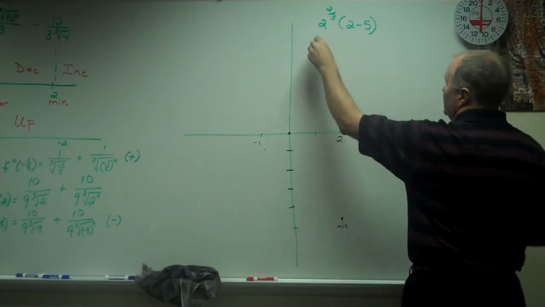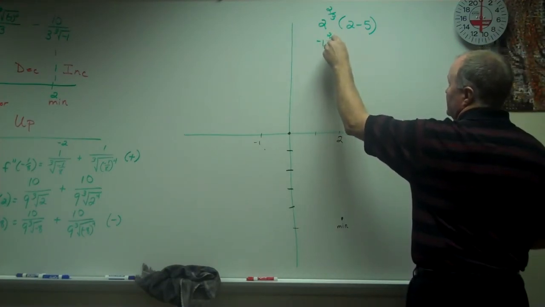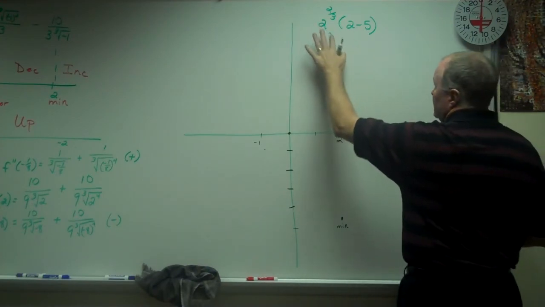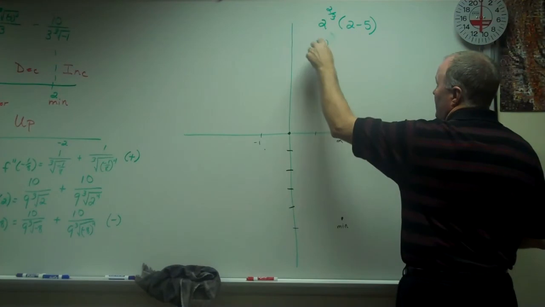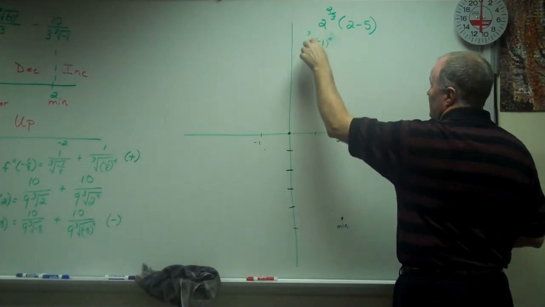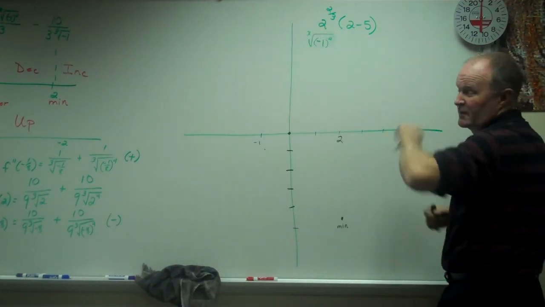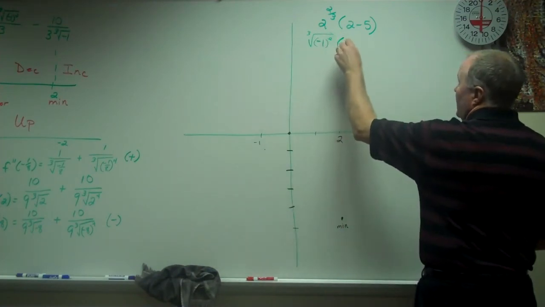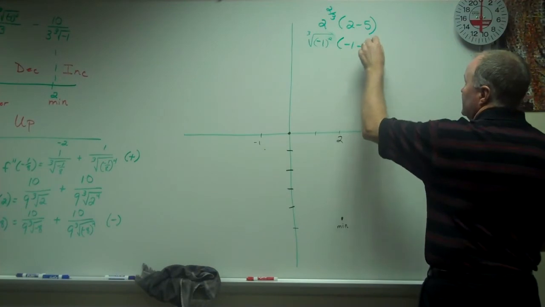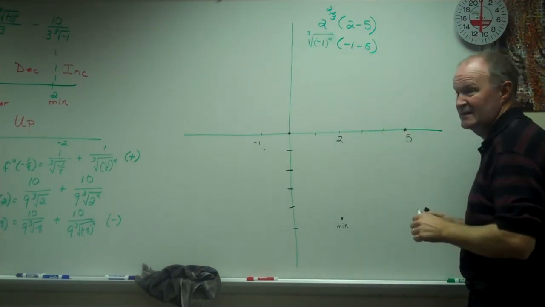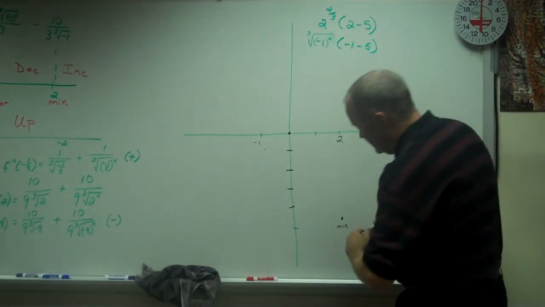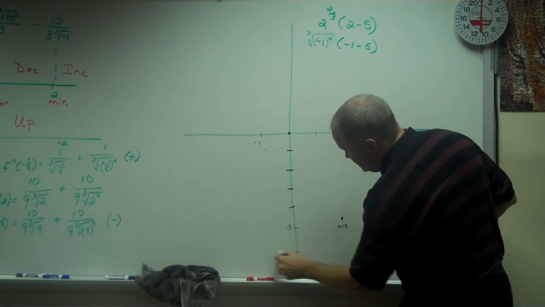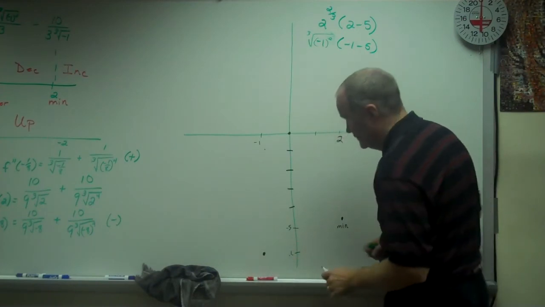So -1 to the 2/3. Uh-oh. What's that really? -1 squared, cube root, right? So that's really +1. And -1 minus 5 is -6. So I'm down at -5 and -6. Right there. That's kind of crazy.